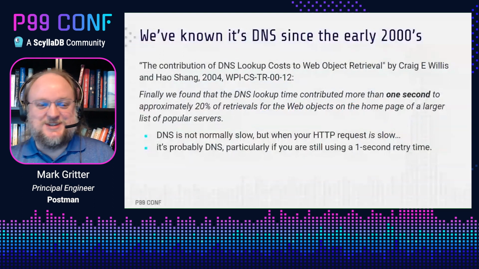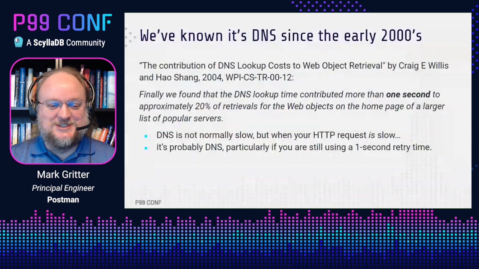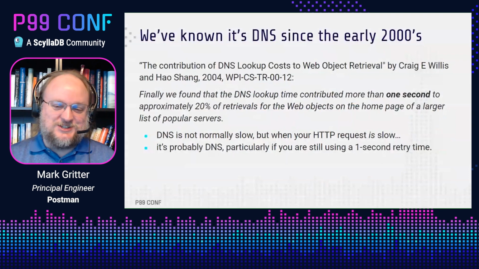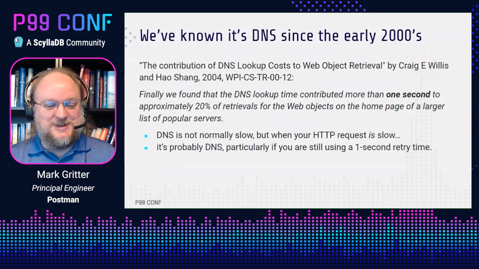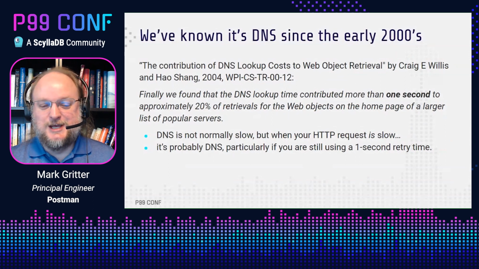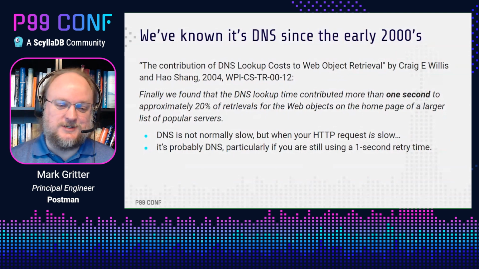Before I was a startup nerd, I was an academic, and we've known DNS is a problem, at least to academics, since the early 2000s. There was a ton of research about how to fix this, distributed hash tables, other stuff. As far as I can tell, none of it got applied, and we just got operationally better at running DNS, including, in some cases, running DNS over HTTPS. However, I still think this fundamental result holds that DNS is not normally slow, but when an HTTP request is slow, it's disproportionately likely to be time spent waiting for DNS, particularly if there's still a 1 second or worse, a 5 second retry time baked into the resolver.